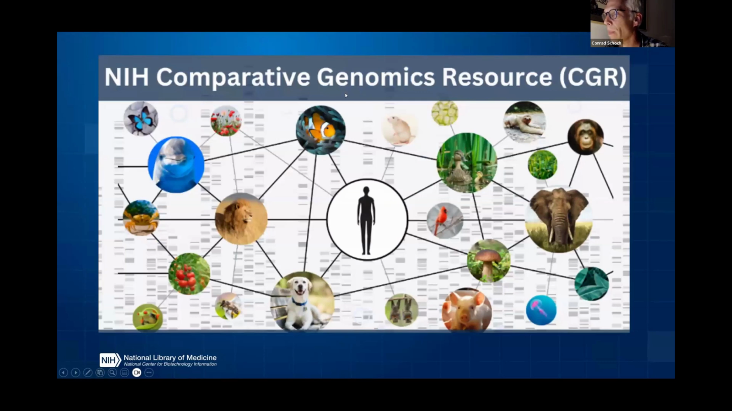So NCBI, I'm zooming out a little bit now, has many resources. We are very much focused on human health, but humans do not live by themselves. They are part of an ecosystem. All of these other parts of life have data associated with them, and we, as the taxonomy database, are interested in making the names for those as accurate as possible, and making the data that people submit to us as accessible as possible.